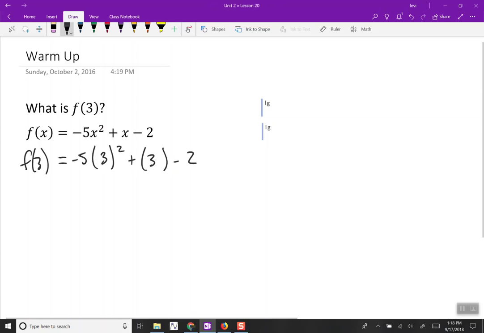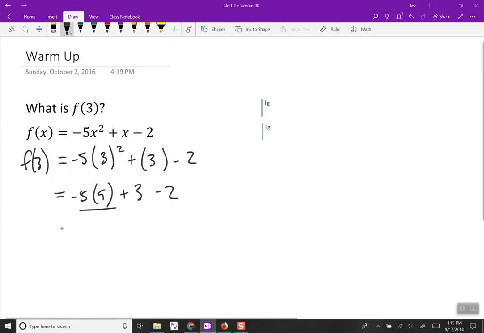And what I do is I will put the substituted value in parentheses, just like I did. So we're following order of operations. We need to do our exponents first. So negative 5 times 9 plus 3 minus 2.